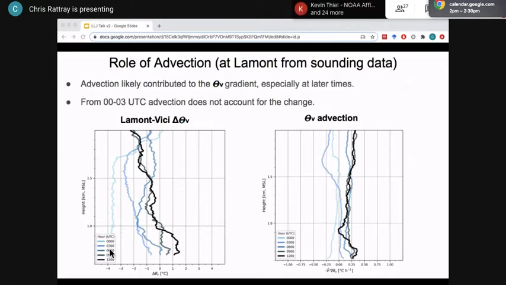This is occurring after 6 UTC. So on the right, showing the advection, the black line is the later time, so 12 UTC, and the lighter the line, the earlier the time. So at 0 and 3 UTC, there's not much advection happening there.